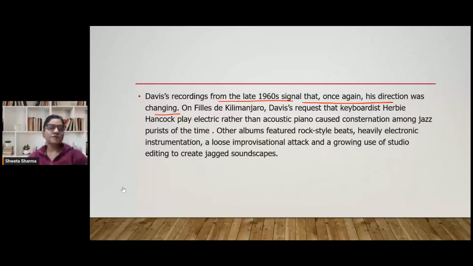All right. So Davis's recordings from the late 1960s signal that once again his direction was changing. On Filles de Kilimanjaro, Davis requests that keyboardist Herbie Hancock play electric rather than acoustic piano, which caused consternation among jazz purists of the time. Right, so it's very important to understand what is the time when we are talking about. And sometimes timing is going to be contemporary, like the same time.